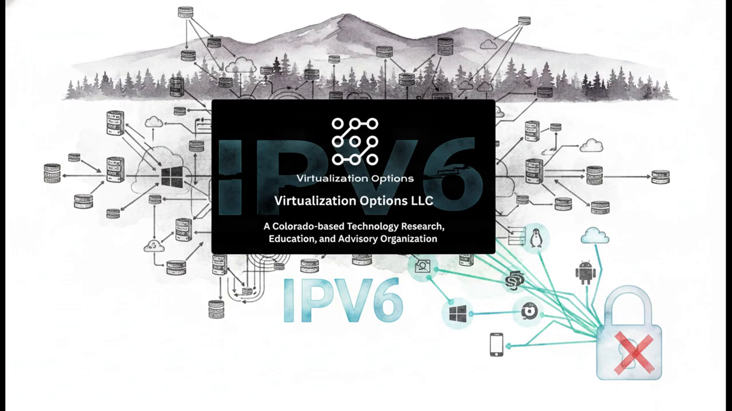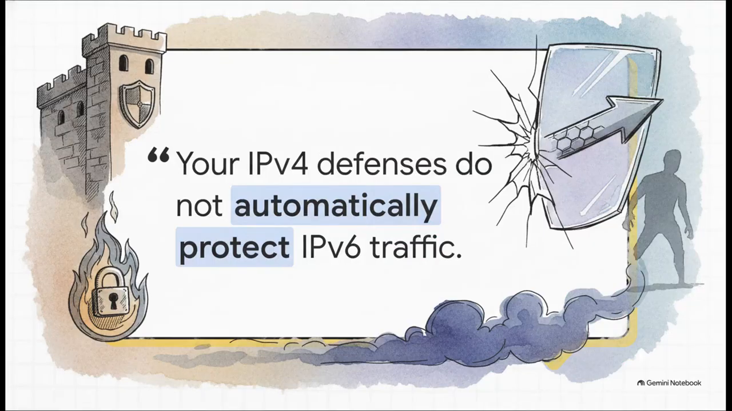You might be sitting there thinking, well, we haven't intentionally deployed IPv6 yet, so we're totally safe. But here's the reality check. IPv6 is already running by default right now on your network. Windows, macOS, Linux, iOS, Android, they all have it enabled straight out of the box. And that brings us to a quote from the source material that should really shatter any false sense of security you might be holding on to.